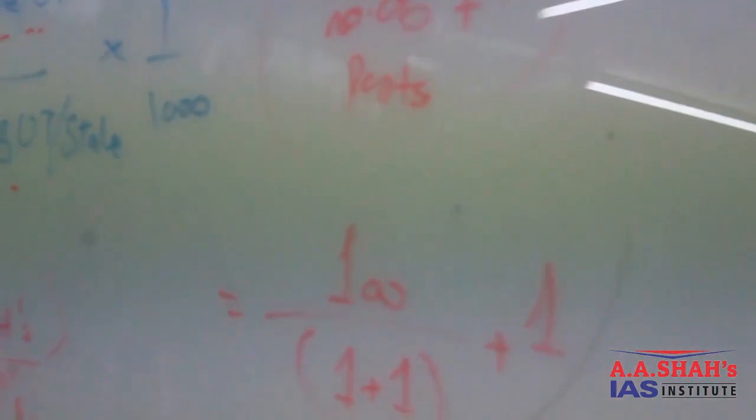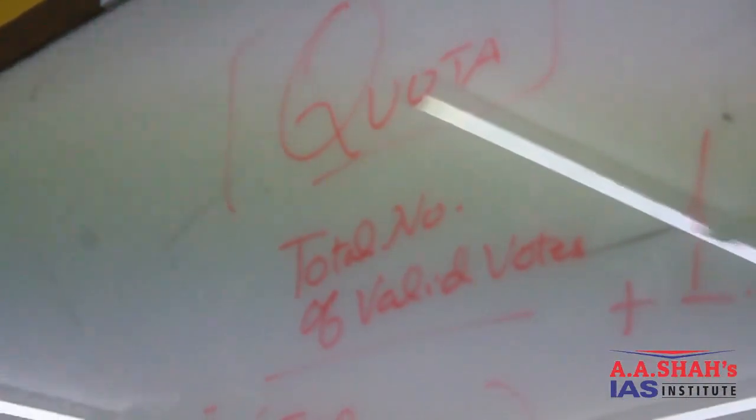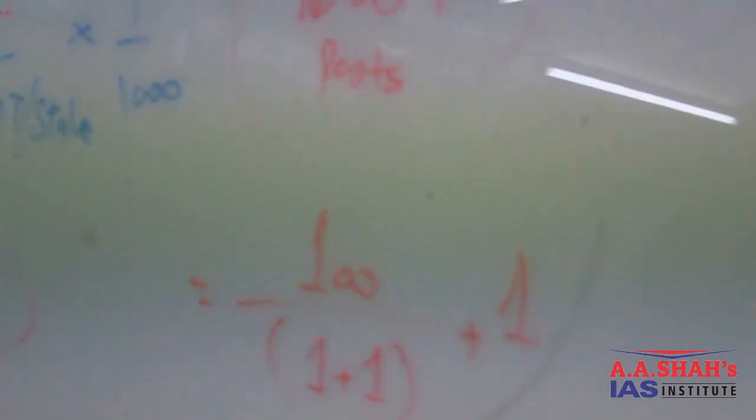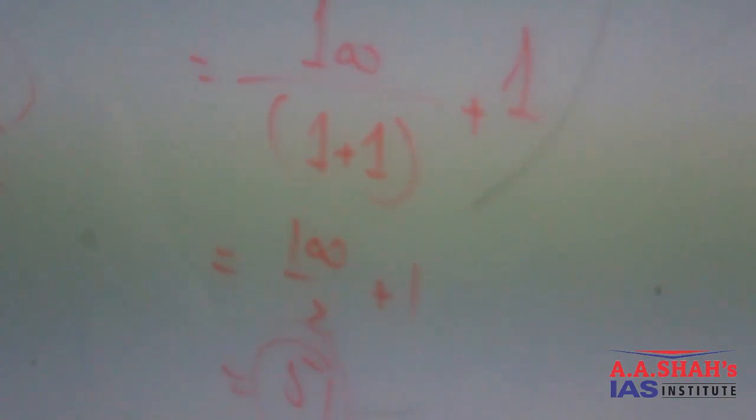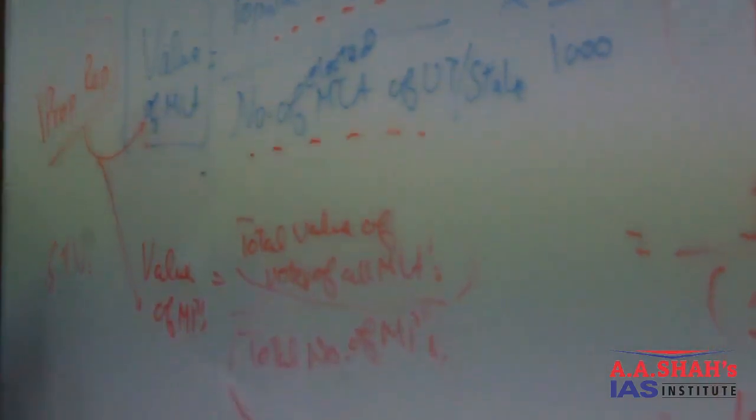Clear on this? So this is the example of proportional representation. Why? The value of the votes is dependent upon the population. You have a value of MLA's vote, you have a value of MP's vote, and you have to achieve what is called a quota. This takes us to the third point, which is called single transferable vote.